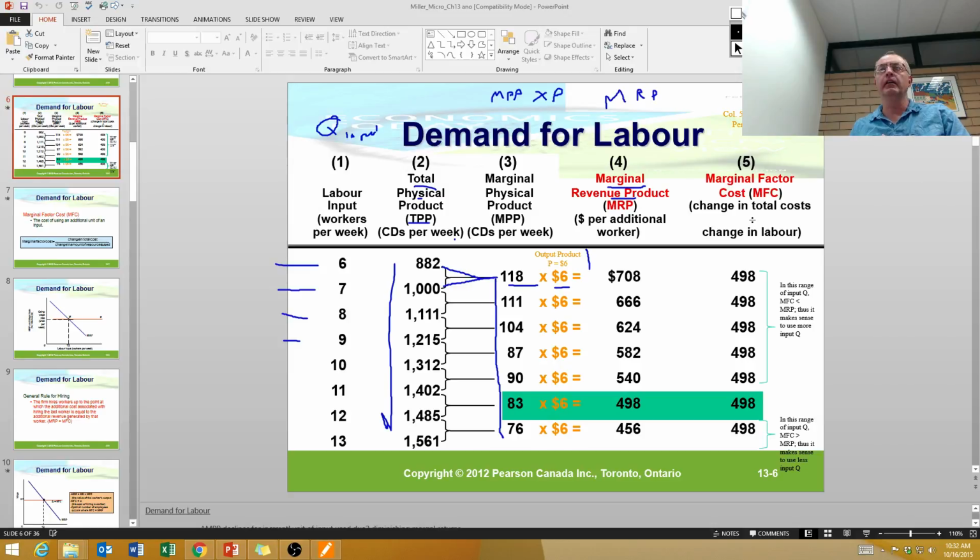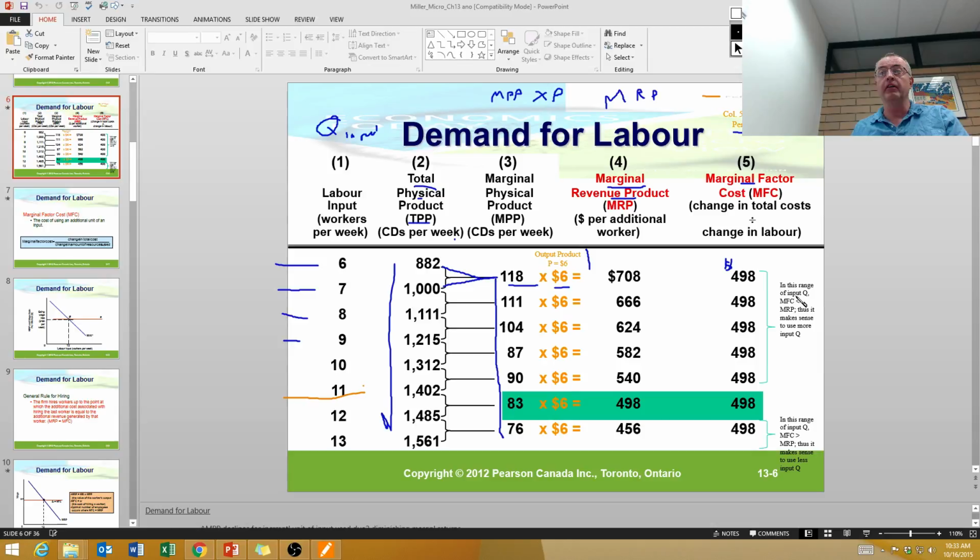And in our final column here, we have our marginal factor cost. In this example, the marginal factor cost is the wage rate, and it's expressed on a weekly basis. It's $498 per week.